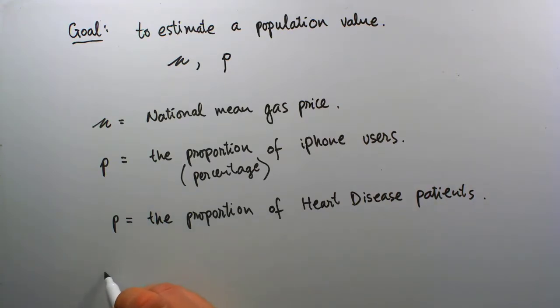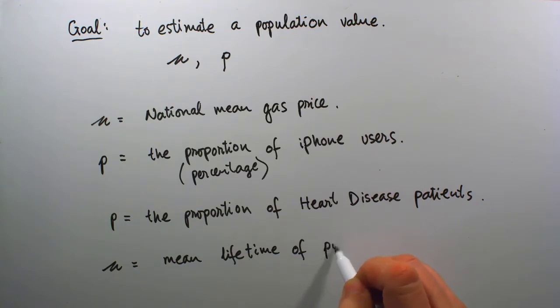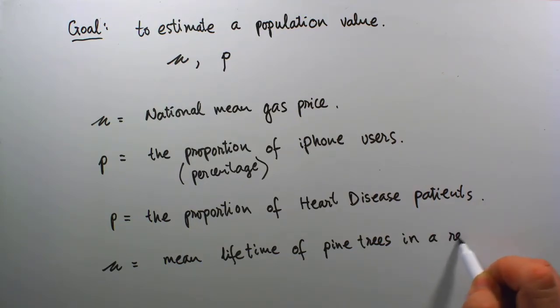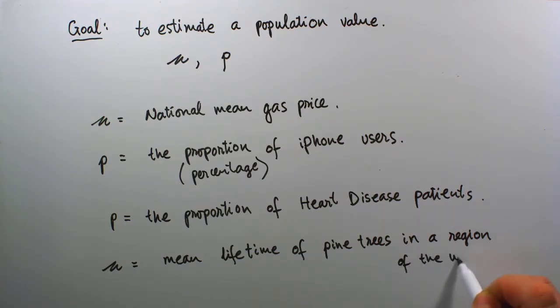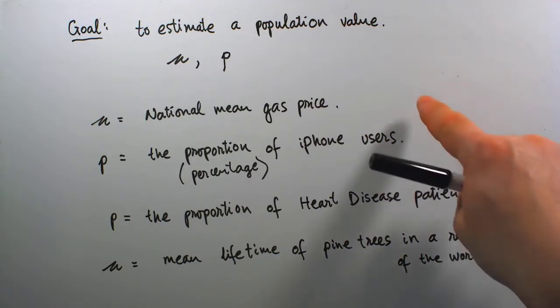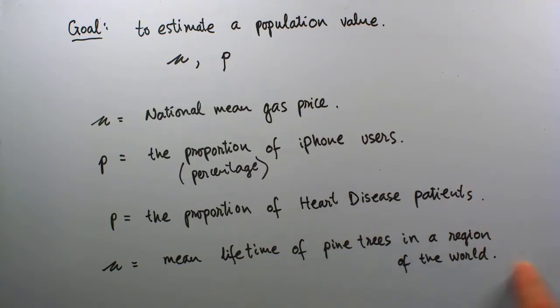Or another quick example to think about a population mean value: this can be the mean lifetime of pine trees in a region of the world, or it could be in the entire world. So I just quickly pointed out a few different population values that scientists are interested in studying, and these are all population values.